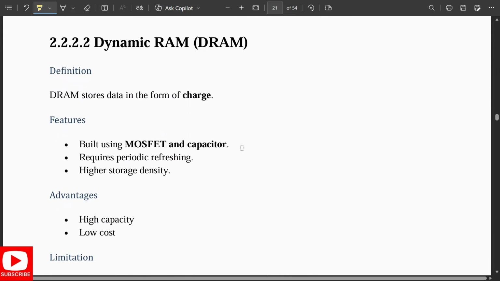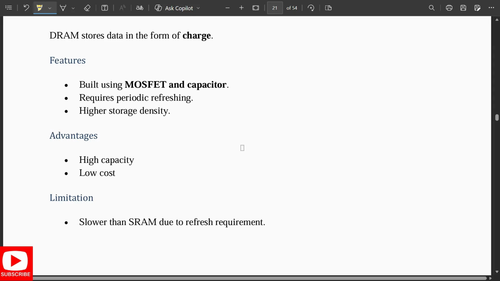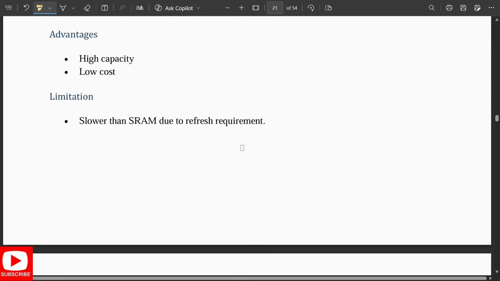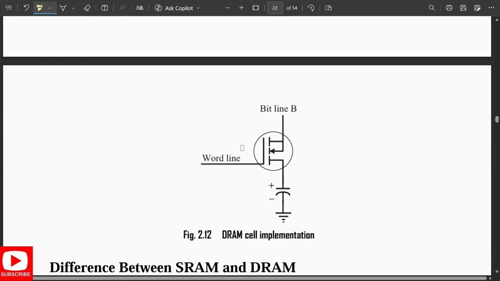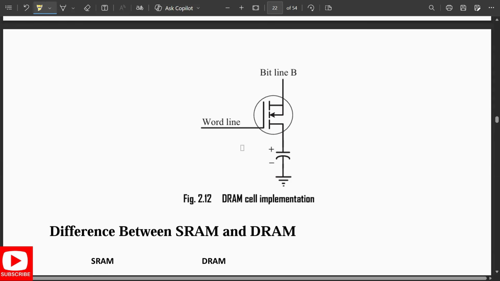Next comes dynamic RAM, that is DRAM, that stores data in the form of charge. This is built using a MOSFET and capacitors. It requires periodic refreshing and has high storage density. Advantages are high capacity and low cost, but it is slower than the SRAM due to the refresh requirement. So this is how the cell is implemented.